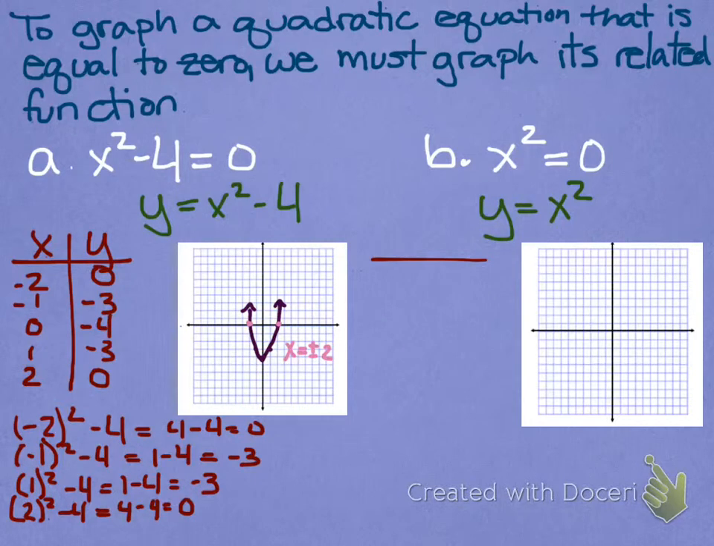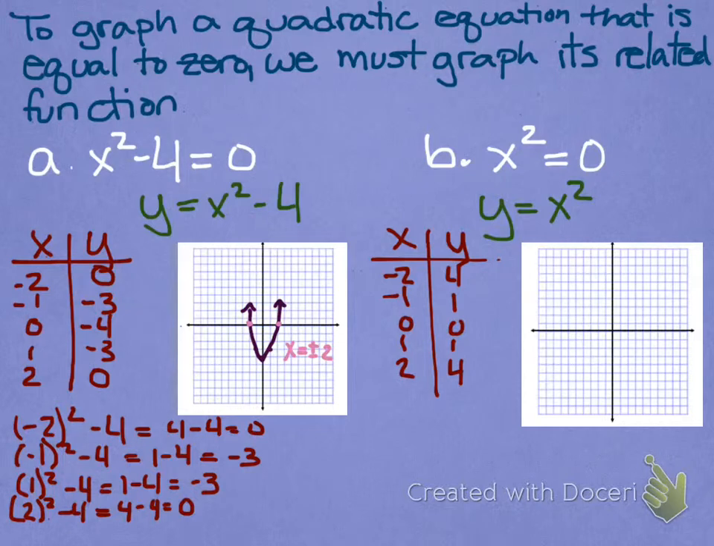So with B, I'm going to do the same thing. I'm going to set up my chart. I'm going to have x, y, -2, -1, 0, 1, 2. And these ones I'm not going to show my work because I'm just simply squaring the numbers. So -2 squared is 4, -1 squared is 1, 0 squared is 0, 1 squared is 1, and 2 squared is 4. Then I'm going to go plot my points on the graph and graph it. Then for this, I only have one place where the graph touches the x-axis, which is at x equals 0. So my solution here is x equals 0.